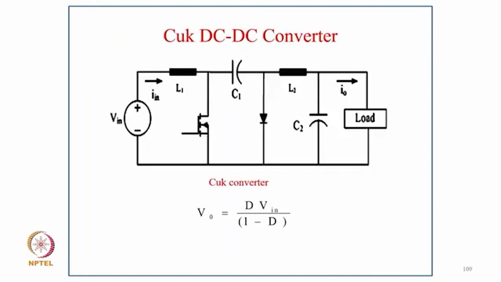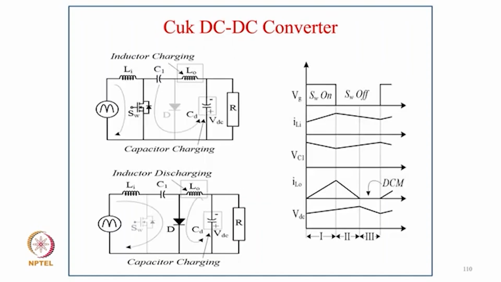Now coming to another category of buck-boost converter, that is the Cuk converter. The Cuk converter was invented by Slobodan Cuk. Here we have the supply voltage, then an inductor, then a switch, capacitor, diode, inductor, and capacitor, and load. Of course, we call them C1, C2 and L1, L2. In the ideal condition, the output voltage is VO = Vin·D/(1 − D). Here also this is a buck-boost converter because of D/(1 − D).